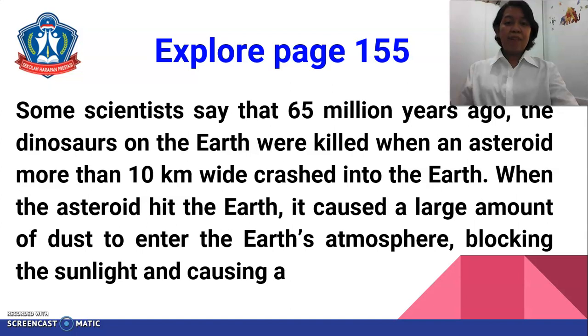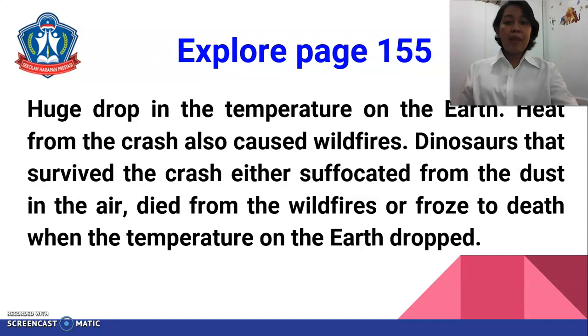In Explore page 155, some scientists say that 65 million years ago, the dinosaurs on the Earth were killed when an asteroid more than 10 kilometers wide crashed into the Earth. When the asteroid hit the Earth, it caused a large amount of dust to enter the Earth's atmosphere, blocking the sunlight and causing a huge drop in the temperature on the Earth. Heat from the crash also caused wildfires. Dinosaurs that survived the crash either suffocated from the dust in the air, died from the wildfires, or froze to death when the temperatures on the Earth dropped.